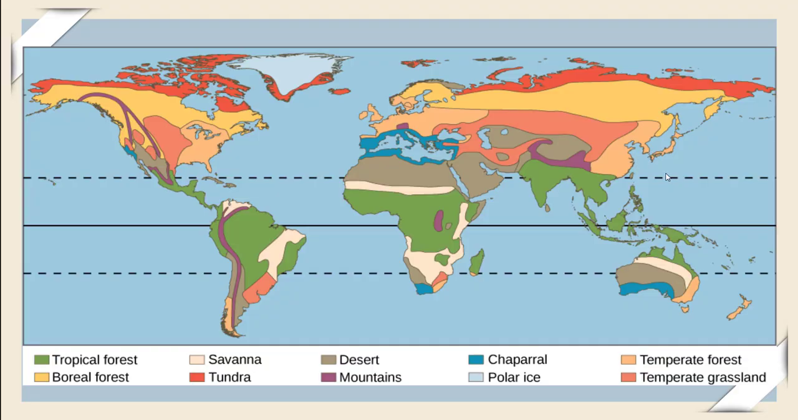So once again, these are our biomes of the world and where they're located. Remember that we are not worrying about, from this map, mountains and polar ice. But the rest of these biomes, you need to be able to take the information about the climate and be able to match it to a climate graph and be able to identify why certain plants live in that area based on plant adaptations.